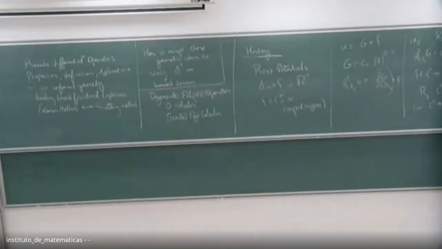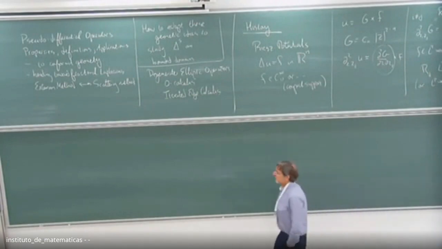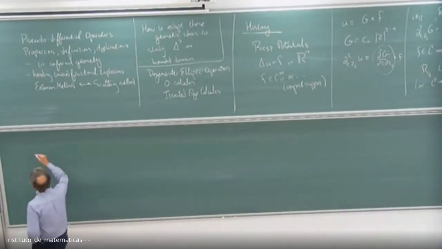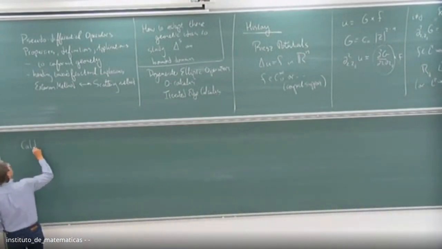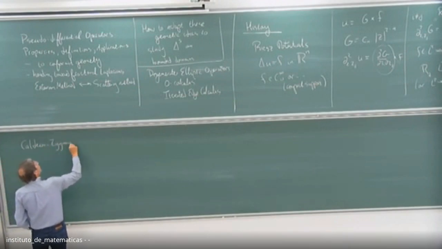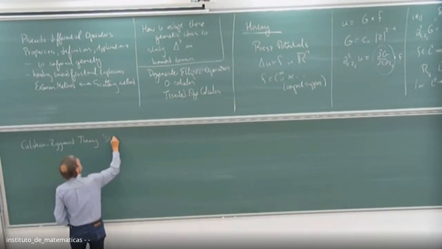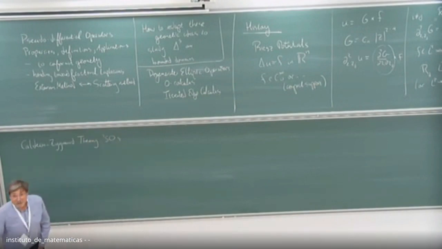Okay, so this was the origins of Calderón-Zygmund theory. This is in the mid-1950s, and they wrote this very influential and famous series of papers that really started a huge wave of research.